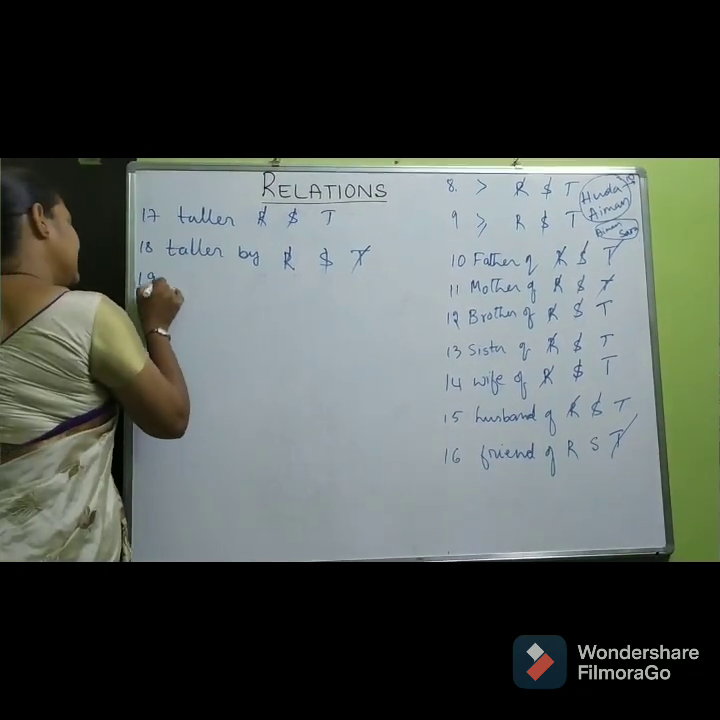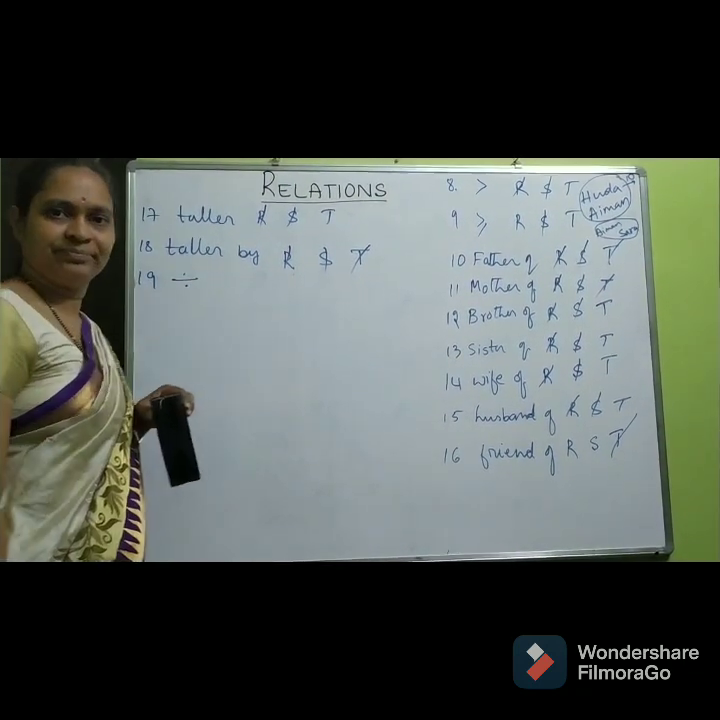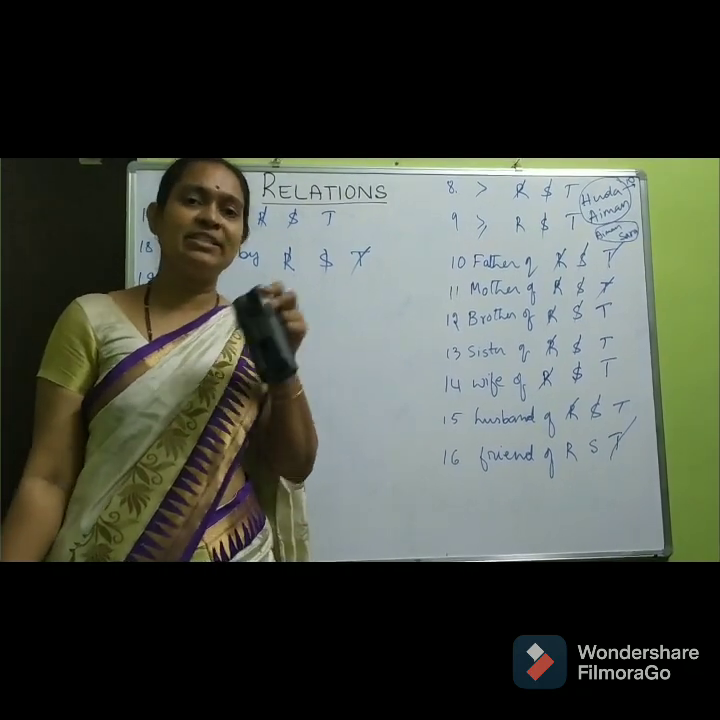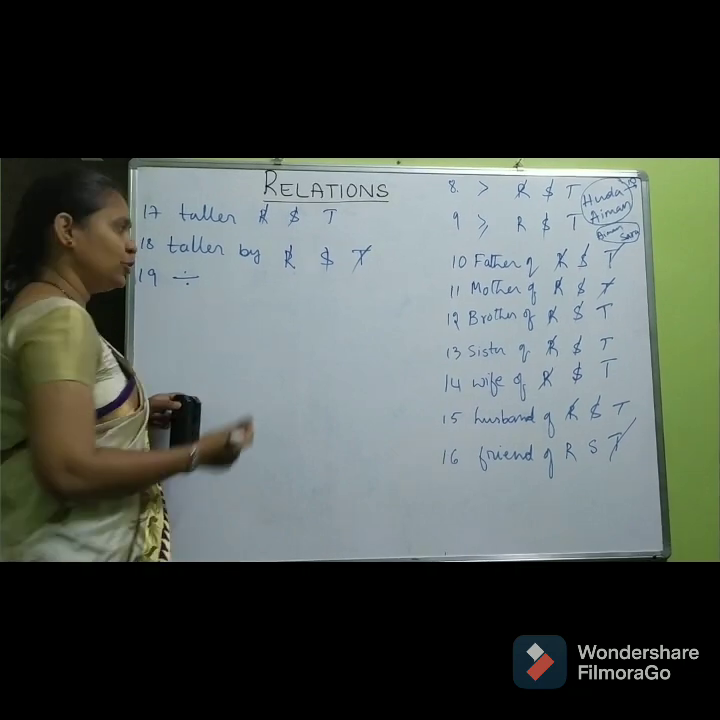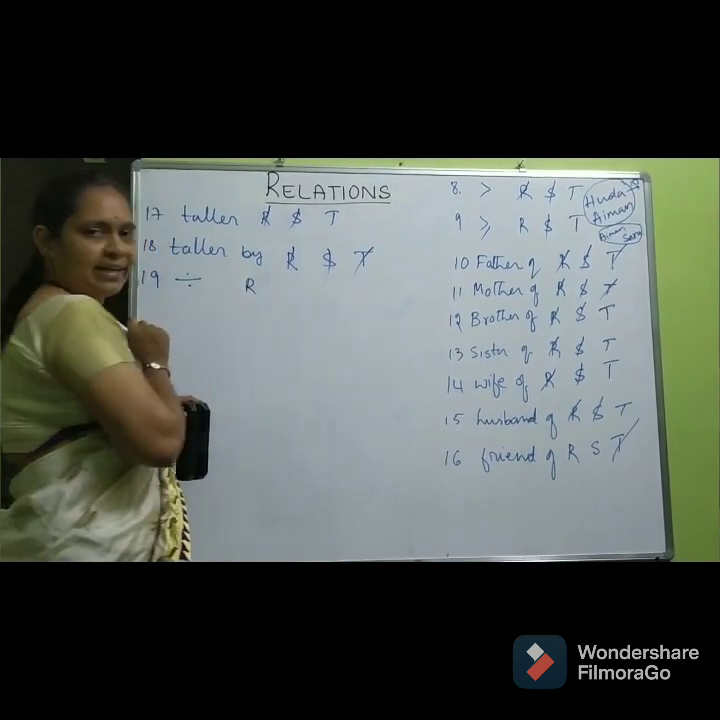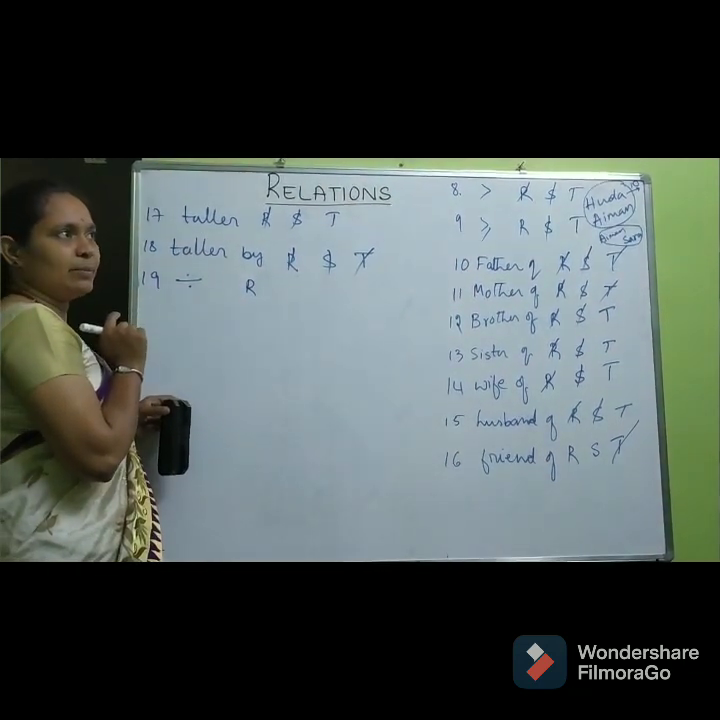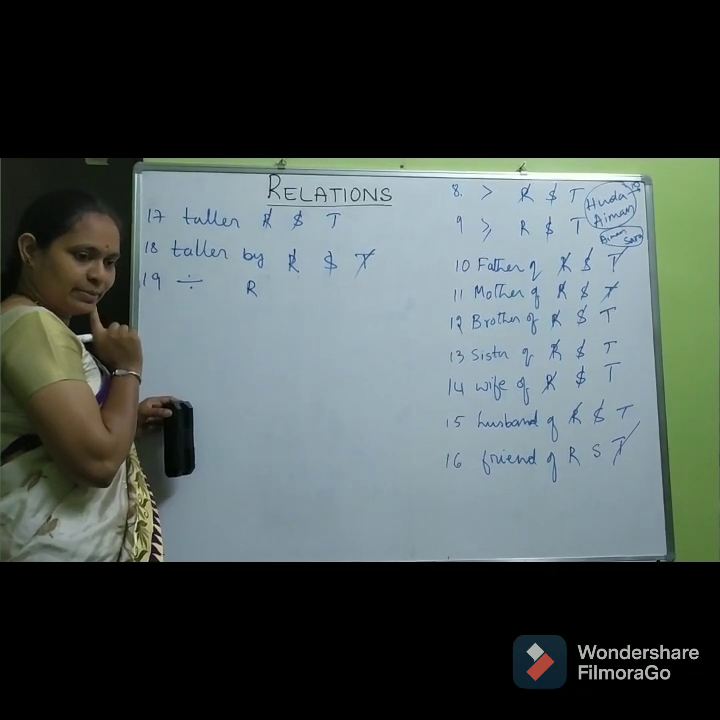Next one is divisible by. Every number is divisible by itself, 2 is divisible by 2, so it is reflexive. If A is divisible by B, definitely B is not divisible by A.